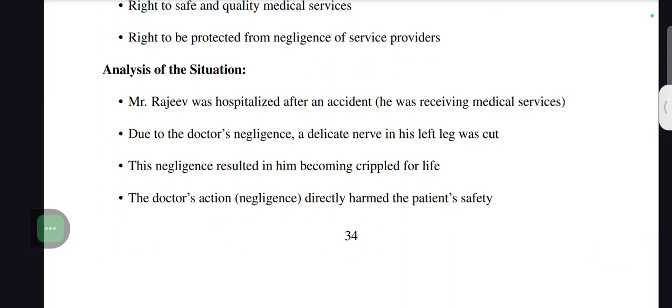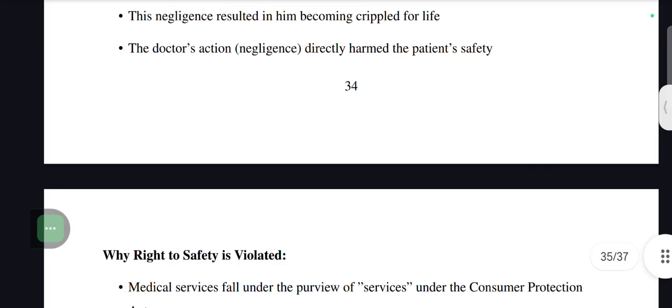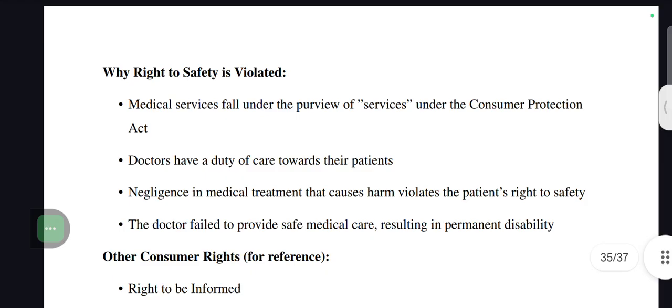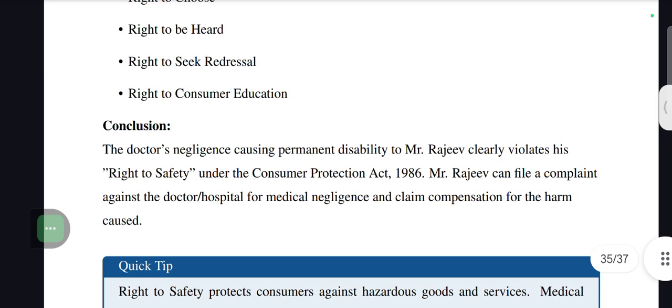Mr. Rajiv was hospitalized after the accident. Due to the doctor's negligence, a delicate nerve of his leg got cut. So this negligence resulted in him becoming crippled for his whole life. So the doctor's negligence directly harmed the patient's safety. Medical service falls under the purview of services under the Consumer Protection Act, so doctors have a duty of care towards their patients. Therefore, the correct answer is the right to safety under the Consumer Protection Act 1986.